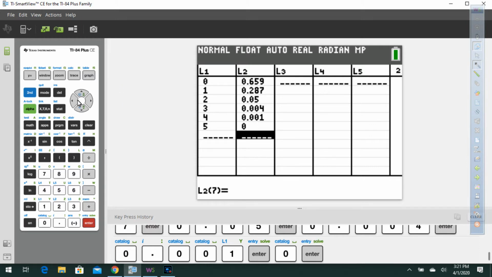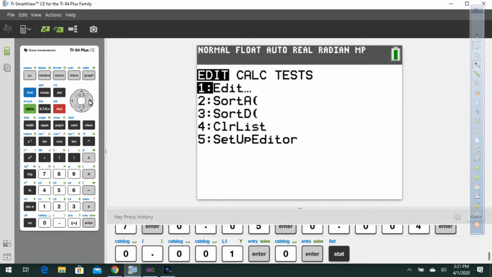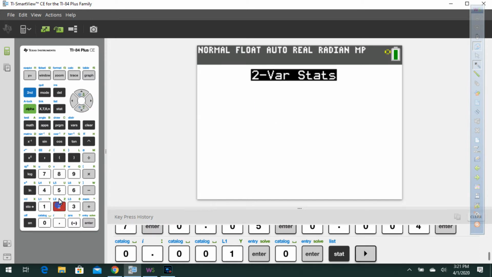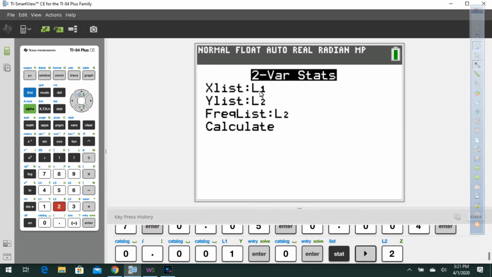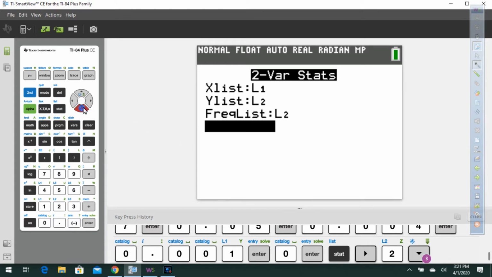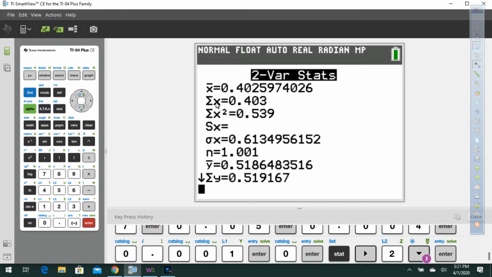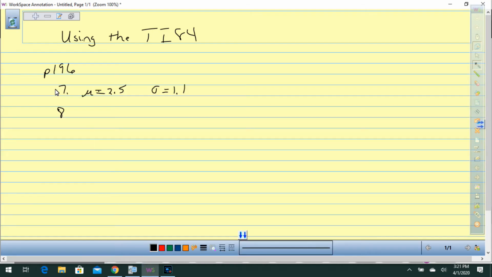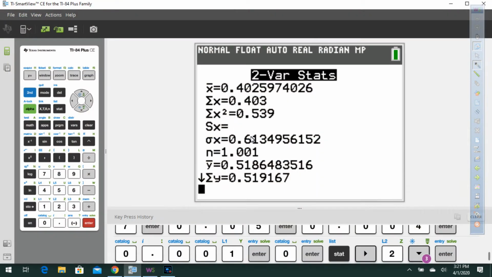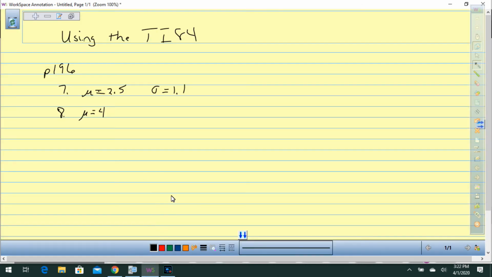All right, excellent. Remember, we're going to press stat, go to the right for calc, and press 2 for two-variable statistics. L1 is our X list, L2 is our Y list, and our frequency list is L2. So we'll scroll down to calculate, press enter, and what do we get? 0.4 for our mean, so mu equals 0.4. And our standard deviation was 0.6. All right. So that's how you calculate the mean and the standard deviation on a table.